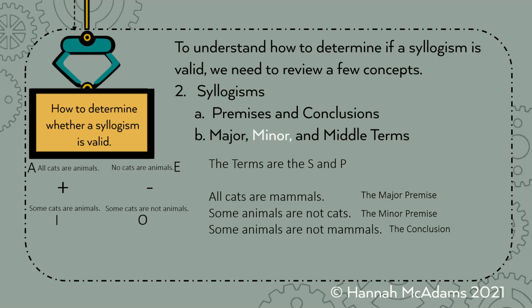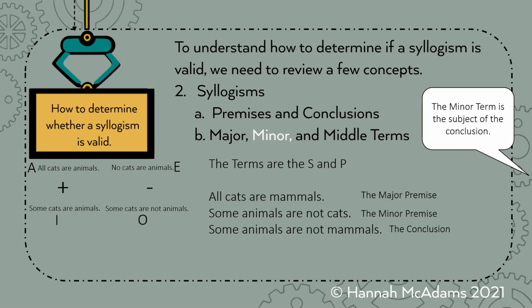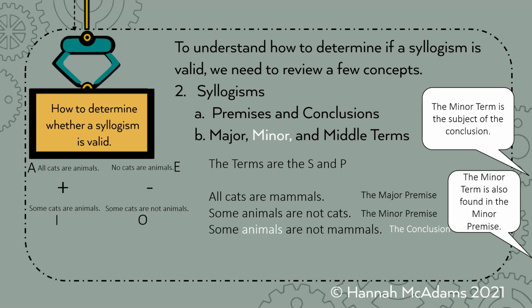All right, so let's talk about the minor term. The minor term is the subject of the conclusion. So not mammals, but what's the subject of this conclusion? Here's the conclusion: some animals are not mammals. So animals is the minor term. The minor term is also found in the minor premise. That's why it's called the minor premise, because it contains the minor term. Here is the minor premise, and it is the subject of the minor premise. So animals and animals.